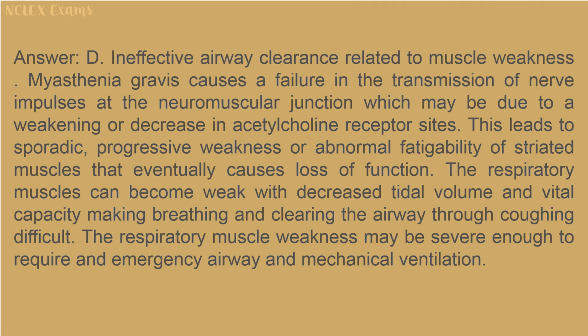Answer: D. Ineffective airway clearance related to muscle weakness. Myasthenia gravis causes a failure in the transmission of nerve impulses at the neuromuscular junction, which may be due to a weakening or decrease in acetylcholine receptor sites. This leads to sporadic, progressive weakness or abnormal fatigability of striated muscles that eventually causes loss of function. The respiratory muscles can become weak with decreased tidal volume and vital capacity, making breathing and clearing the airway through coughing difficult. The respiratory muscle weakness may be severe enough to require an emergency airway and mechanical ventilation.